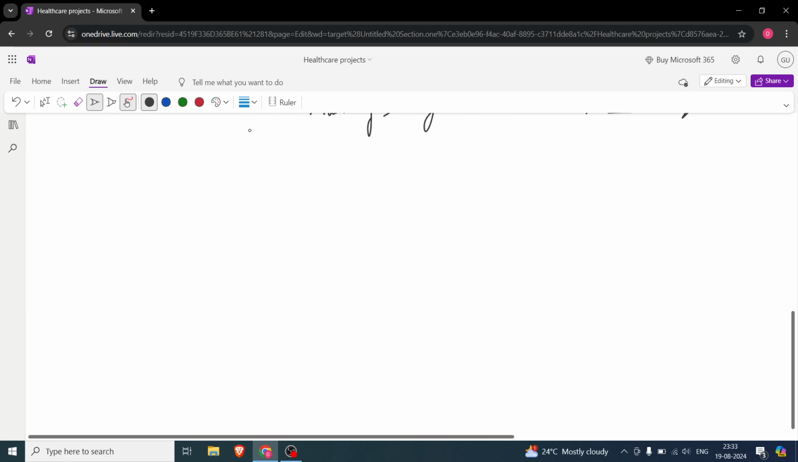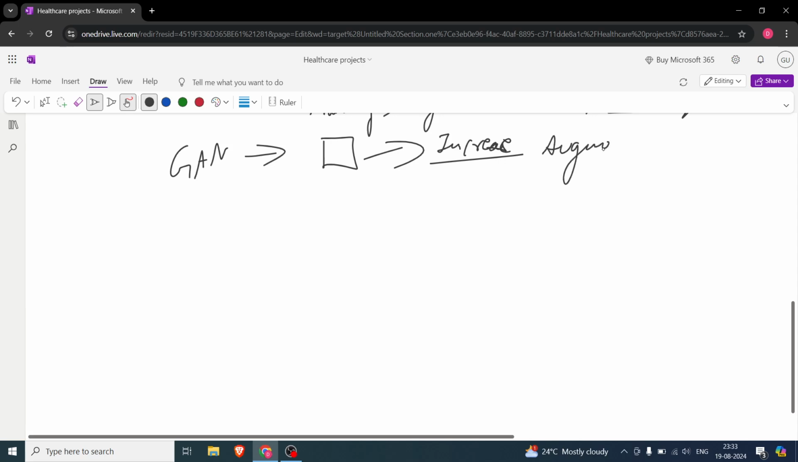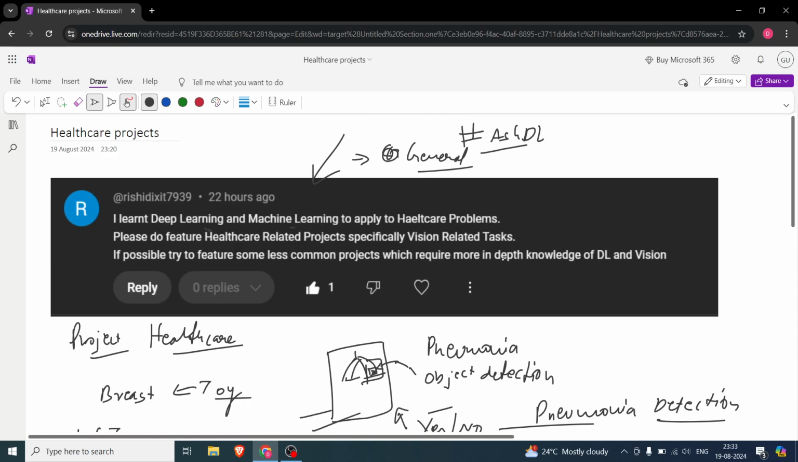You want to get into something called GANs, where we have medical images and then we increase the data set, but again it will be like augmentation only, a very advanced version of augmentation, I would say. So this is one way by which it is done. Are you talking about this, or I need some clarity on this particular point: what do you mean by less common projects?